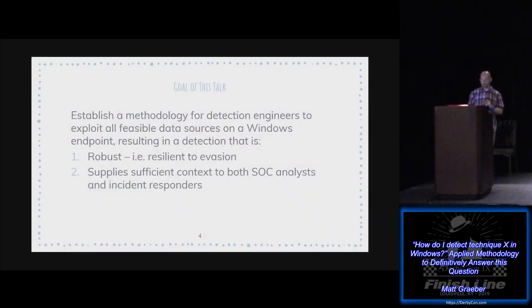But first, the goal of this talk is to establish a methodology. This talk is really geared towards detection engineers, to exploit all feasible data sources on a Windows endpoint, resulting in a detection that is ideally robust. In other words, resilient against attacker evasion techniques, because if you develop a brittle signature, it's going to be pretty trivial to bypass. So we'd like to mitigate that if at all possible. And to also identify data sources that supply sufficient context to both SOC analysts and incident responders.